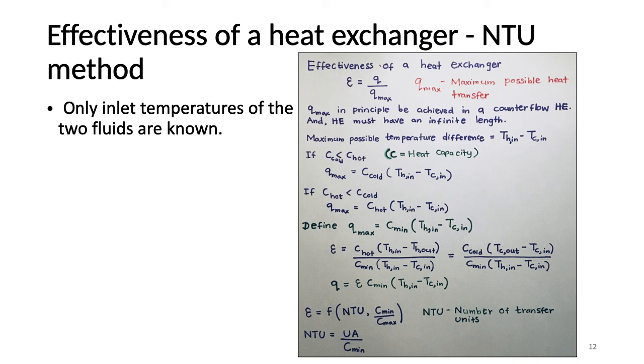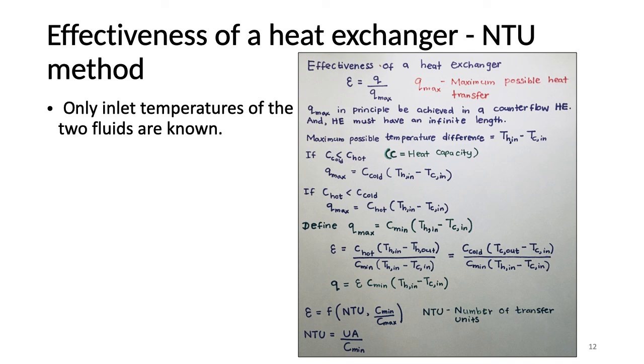Q max can be achieved in counterflow heat exchanger having an infinite length. What is the maximum possible temperature difference in a heat exchanger? It is Th in minus Tc in. In this infinitely long heat exchanger, one of the fluids will experience this maximum temperature difference. The fluid which has the low heat capacity will experience the large temperature change. If it is the cold fluid, it will be heated to the inlet temperature of hot fluid.